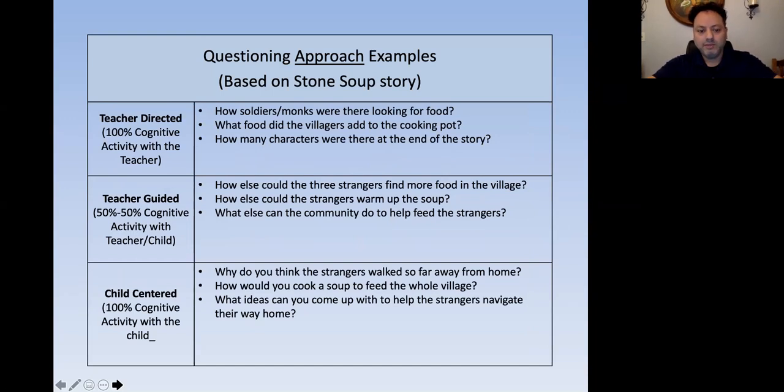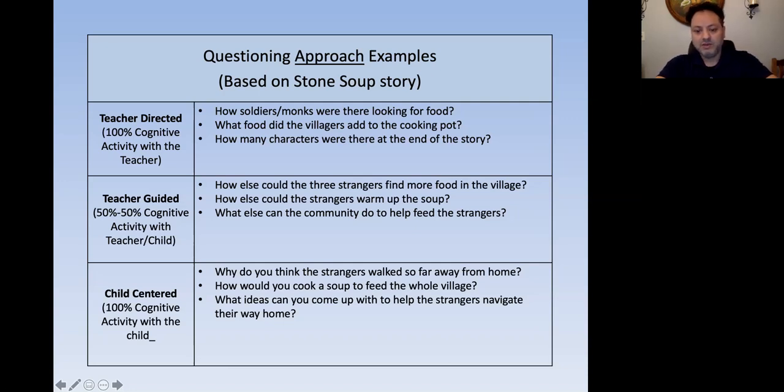And so we're going to give some examples based off of the Stone Soup book. So hopefully you've all read that in the past. It's a classic, right? There's multiple versions of Stone Soup. And basically you have three individuals. In one book, they're soldiers. In another book, they're monks. In another book, it's a family. There's different versions of the book.